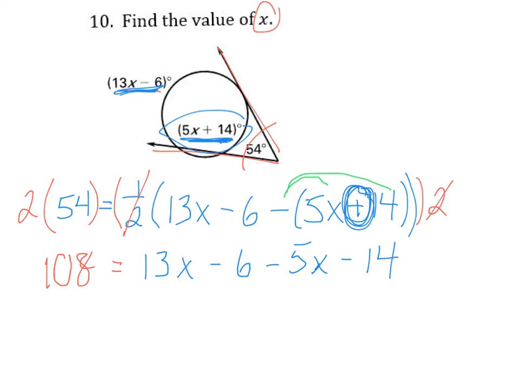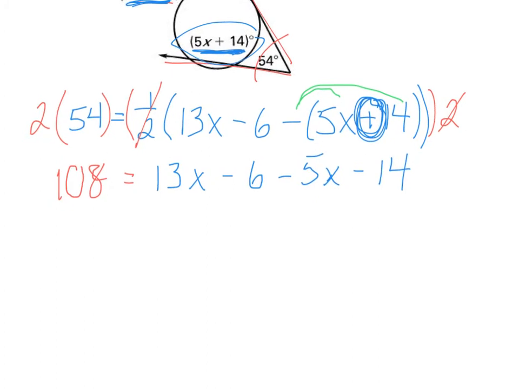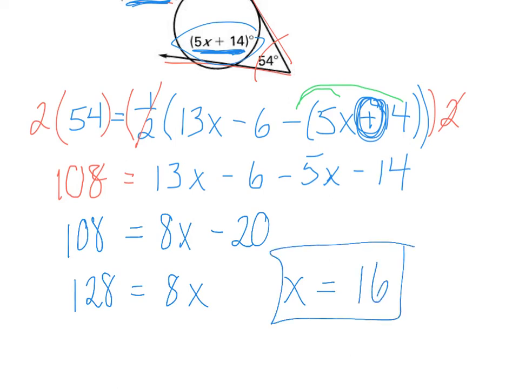Now we want to clean up this right-hand side, which is going to give me 8x minus 20. So on the other side, I still have 108. Now I'm going to end up with 128 equals 8x. So lastly, x equals 16. Biggest thing for these problems is you have to remember to distribute this negative right here. All right, that's going to make all the difference.